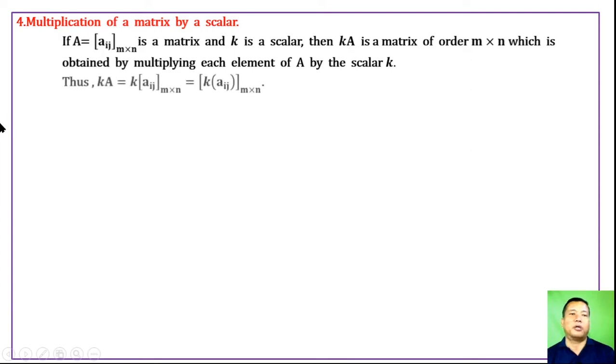Scalar multiple of the matrix A by k. Thus, kA is equal to k times of Aij.